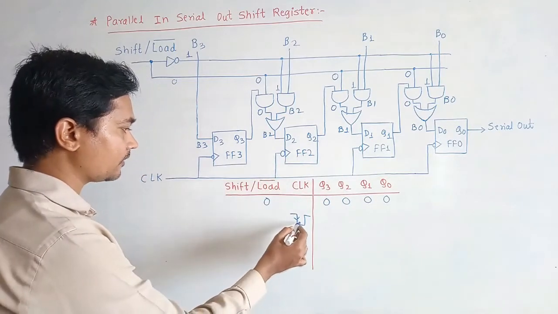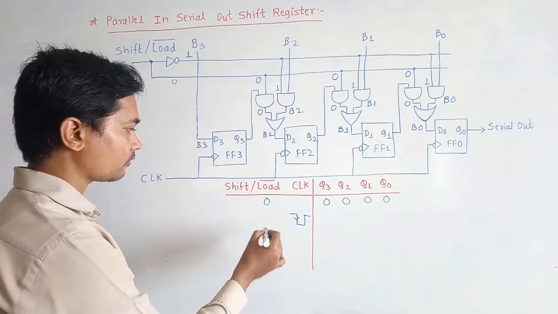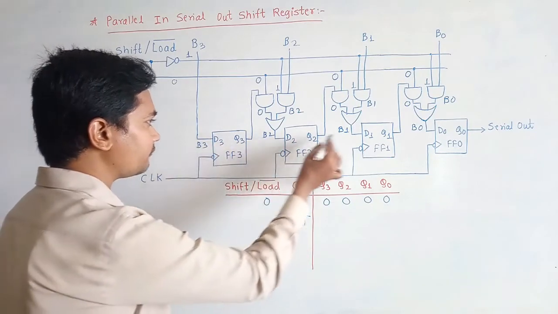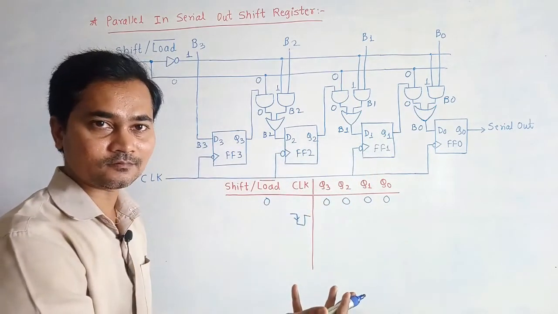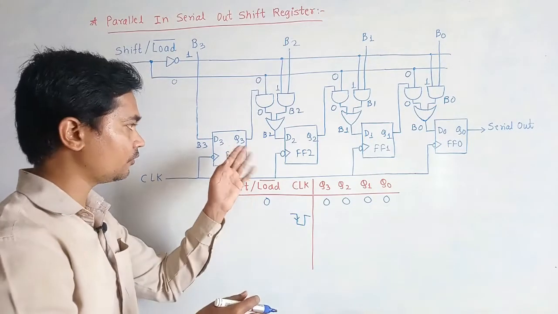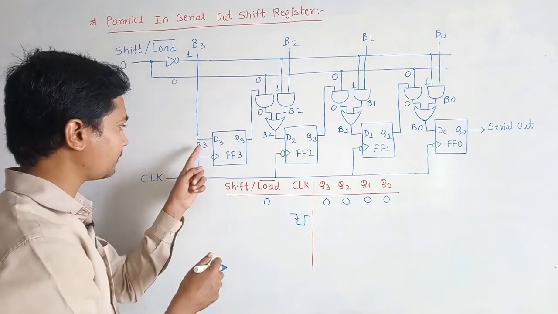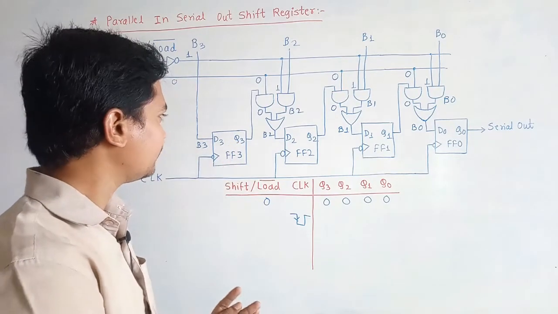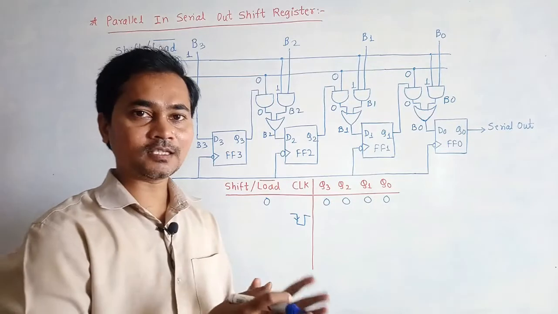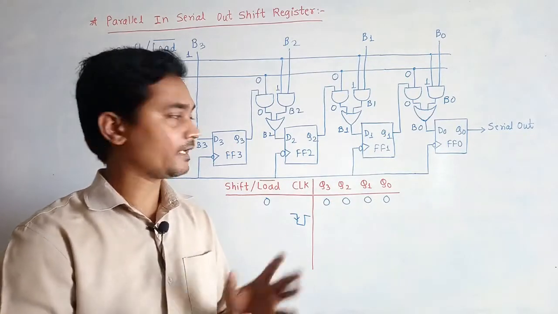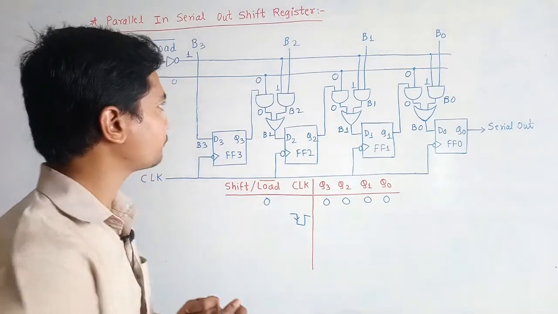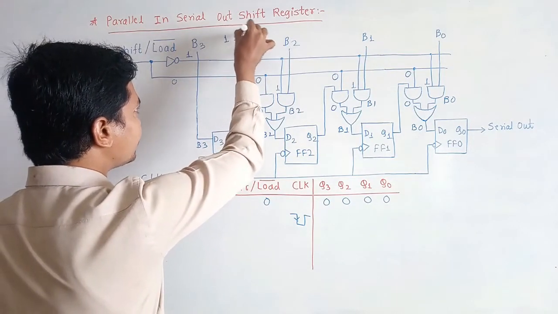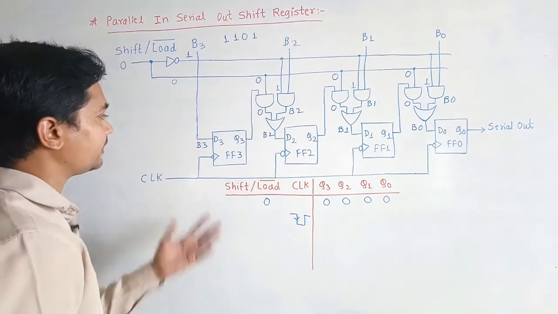So due to this clock signal, all the input bits will be shifted to the output side, the Q outputs of the flip-flops. So here B3 will be shifted to Q3. Instead of talking about B1, B2, B3 and B0, we will take one example as a 4-bit value. Consider that we take 1 1 0 1 as the input value.